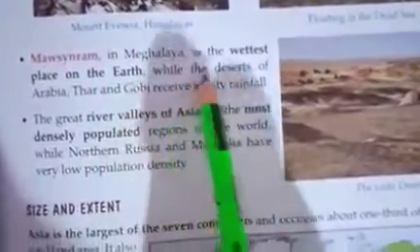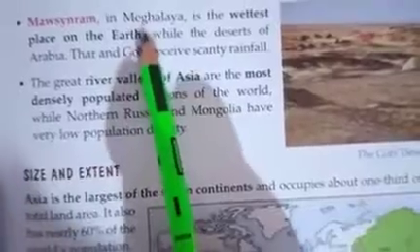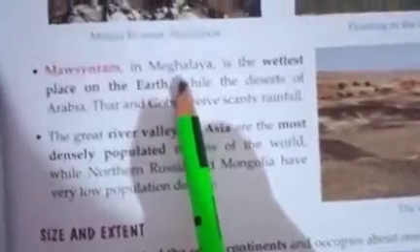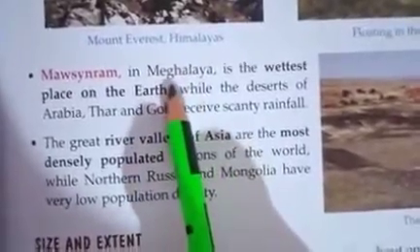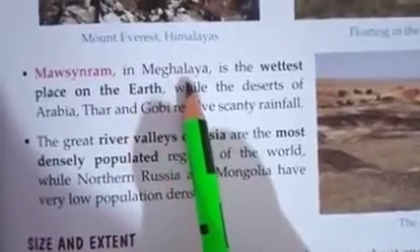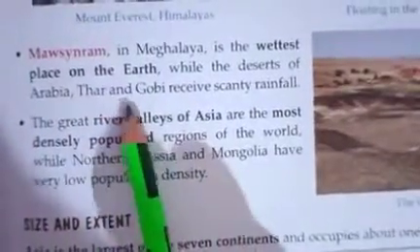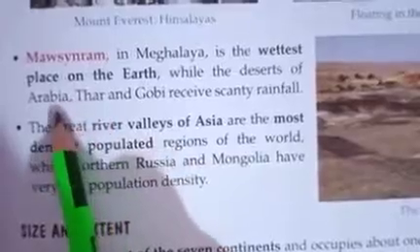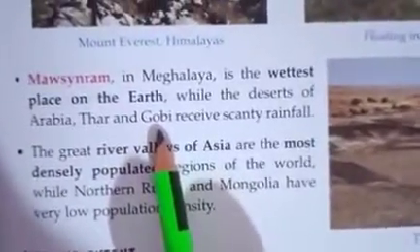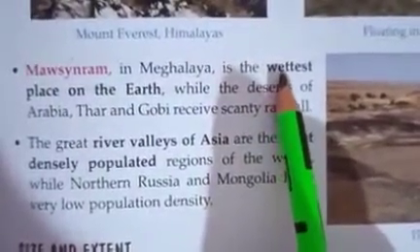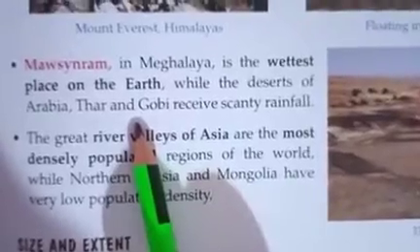Mawsynram in Meghalaya is the wettest place on the earth. Meghalaya, Mawsynram, it is present in India, in the northeastern part of our country. Meghalaya, as by the name itself it is understood, Megh means cloud, Badal, Alaya means home or abode of clouds. So, this place receives the highest amount of rainfall in our country and in the world, while the deserts of Arabia, Thar and Gobi receive scanty rainfall. The first two deserts are hot deserts and Gobi is a cold desert which is covered by thick sheets of ice. So both the extremes, one is the wettest place and the other is the driest place. Both are found in Asia.